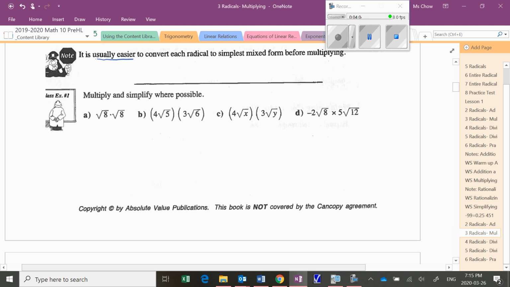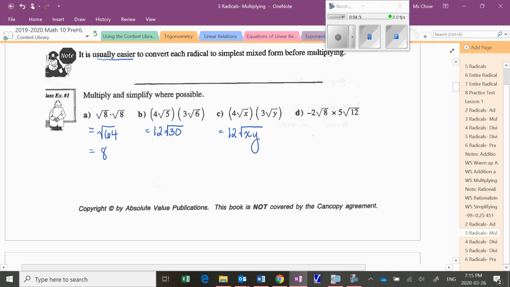So if you have root 8 times root 8, some of you might think of that as the square root of 64, which is in fact just 8. For root 5 times 3 root 6, so we'll multiply 4 times 3, and root 5 times root 6, so it's 12 root 30. 4 root x times 3 root y, so once again 4 times 3 is our 12, and we'll multiply the x times the y to make square root of xy.